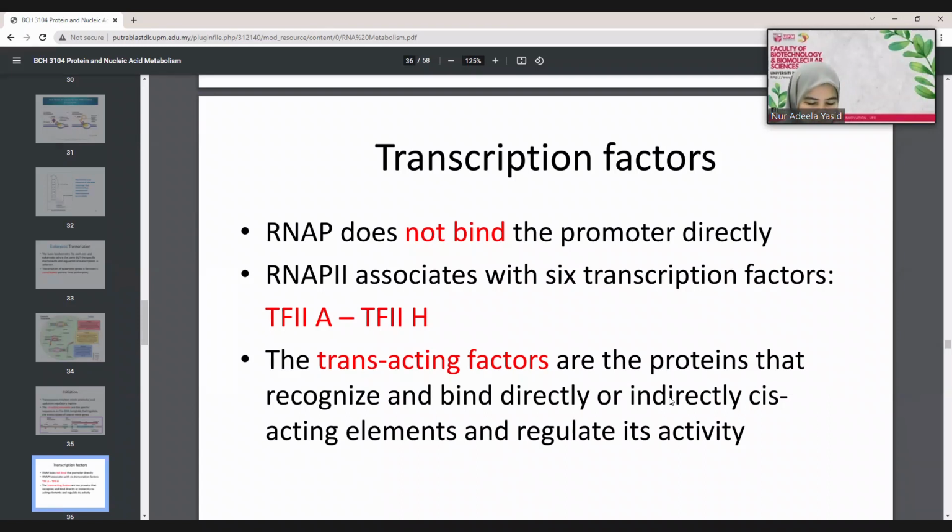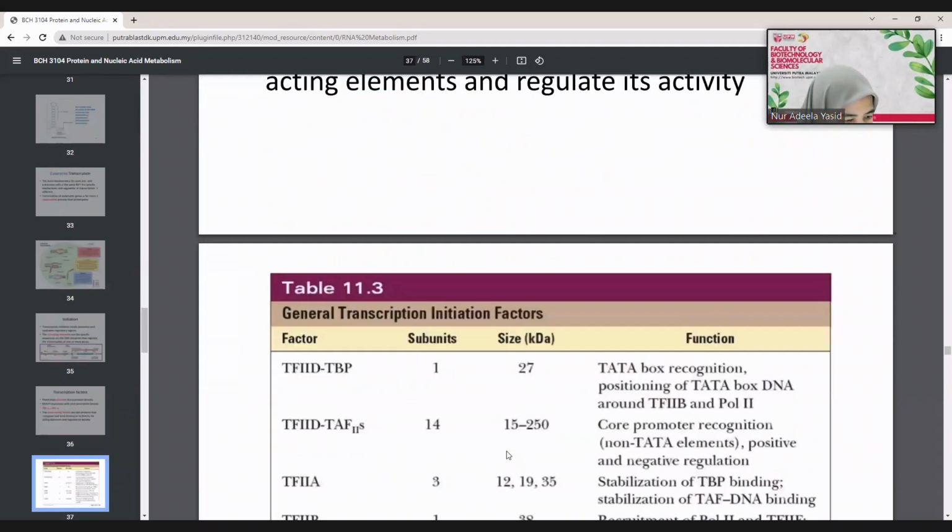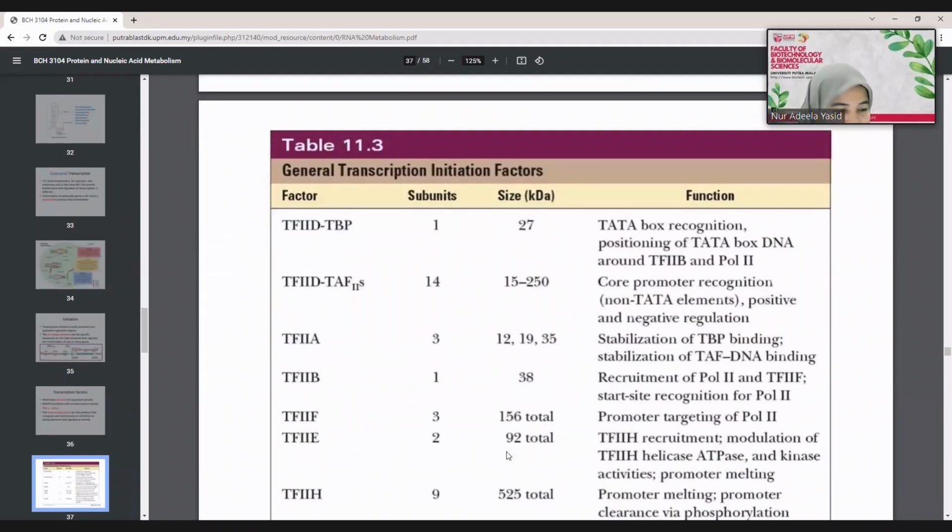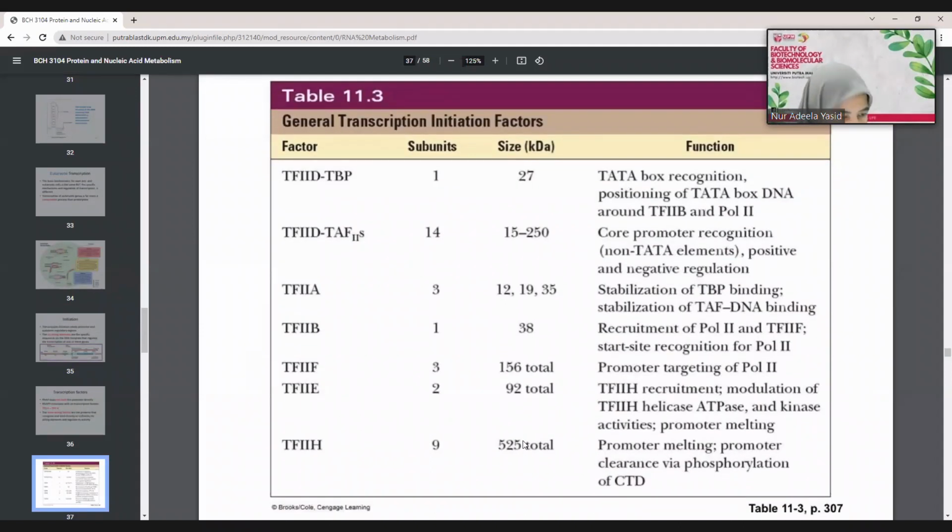A, B, C, D, E. Wait a moment. A, B, F, E, H. Okay, we have A, B, D, E, F, H.